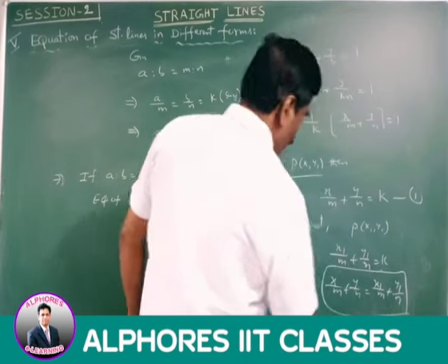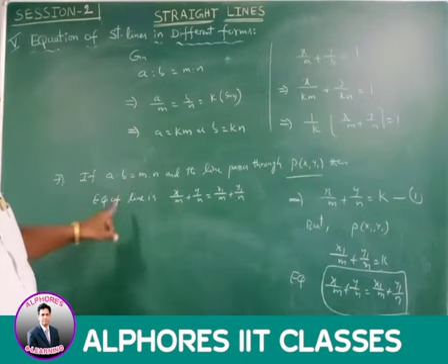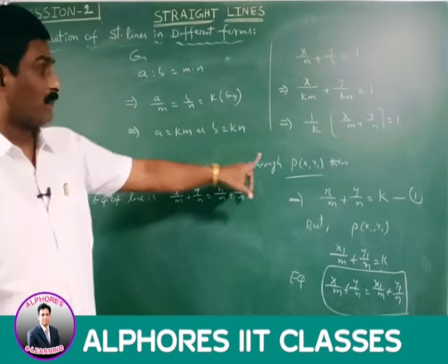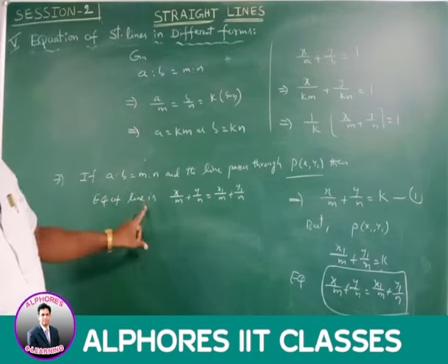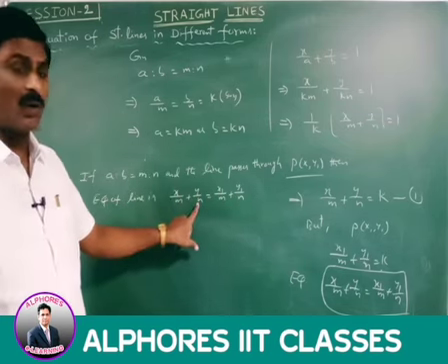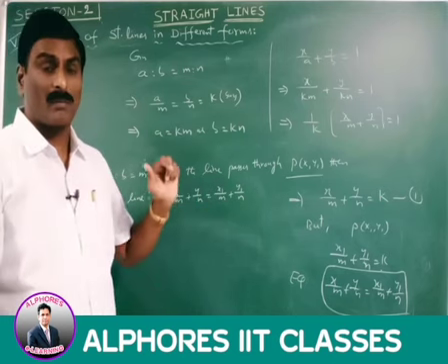Very important. If the ratio of the intercepts is m is to n and the line passes through (x1, y1), then the equation of the line is x by m plus y by n is equal to x1 by m plus y1 by n.